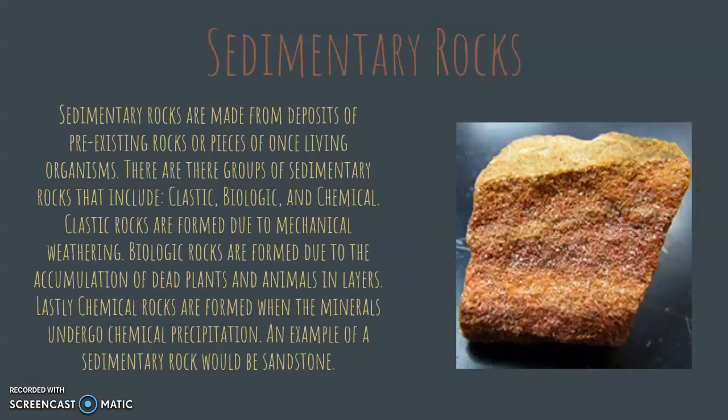Sedimentary rocks. Sedimentary rocks are made from deposits of pre-existing rocks or pieces of once living organisms. There are groups of sedimentary rocks. The groups of sedimentary rocks include clastic, biologic, and chemical. Clastic rocks are formed due to mechanical weathering. Biologic rocks are formed due to the accumulation of dead plants and animals in layers. Lastly, chemical rocks are formed when the minerals undergo chemical precipitation. An example of sedimentary rock would be sandstone.